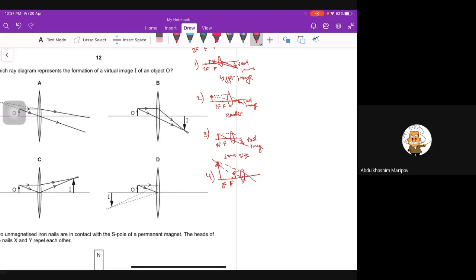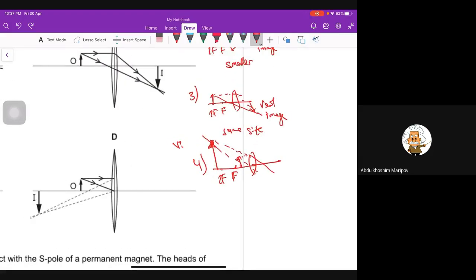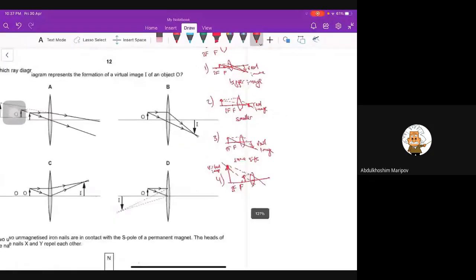But it will be virtual. Okay, in here it's virtual. Virtual image. Okay, the first case would be virtual, and it's what? Of course, bigger size.